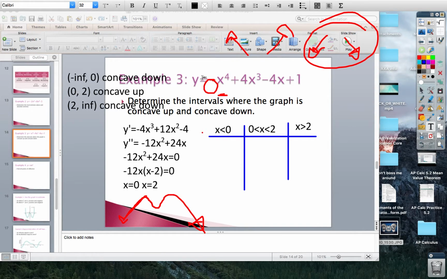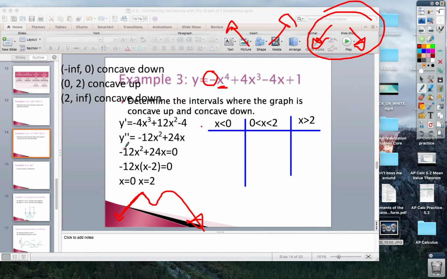If we substitute negative 1 into our second derivative, so this one right here, negative 1 squared would be positive 1 times negative 12, so that's negative. And if we substitute negative 1 in here, it's going to be negative times 24, which is negative. So basically this is negative, and since that's negative, we know this is concave down, which we stated already.